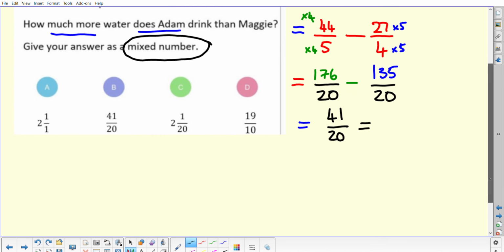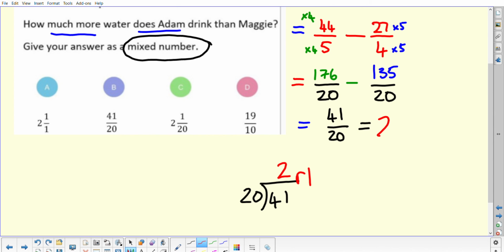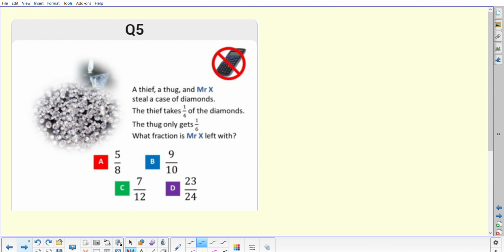a top-heavy fraction. To change it into a mixed number, we need to be saying how many times does 20 go into 41, and it goes in twice with remainder 1. So your answer would be 2 and 1/20. And of course, if you look through, you will see that that is answer C. So those of you that went for B, you were too quick or you missed out the detail that said give your answer as a mixed number. So it's important that you read the whole question when you do this.